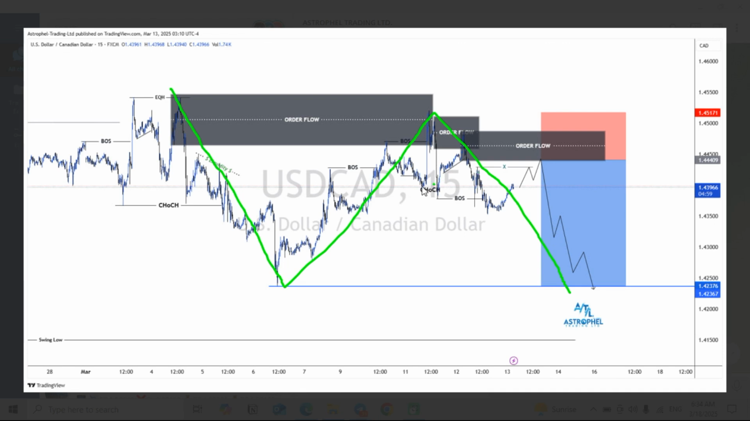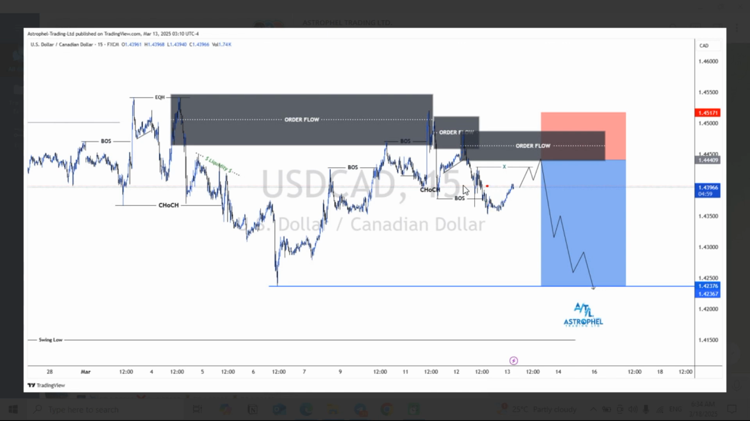Immediately, price changed character right about here. Now, after the change of character, we do not want to start engaging in a sell. We have to wait for price to pull back into the order flow and also cause another shift in market structure. This break of structure signifies that the market has totally shifted bearish. Mind you, a change of character is not an indication that the market is shifting, but whenever the new low is taken out, we can be confident enough to say there is a shift in market structure.